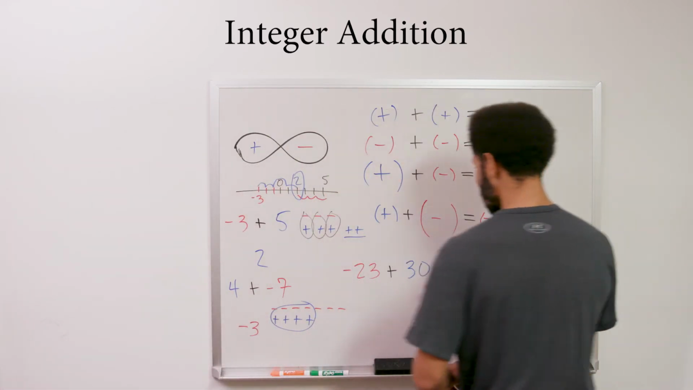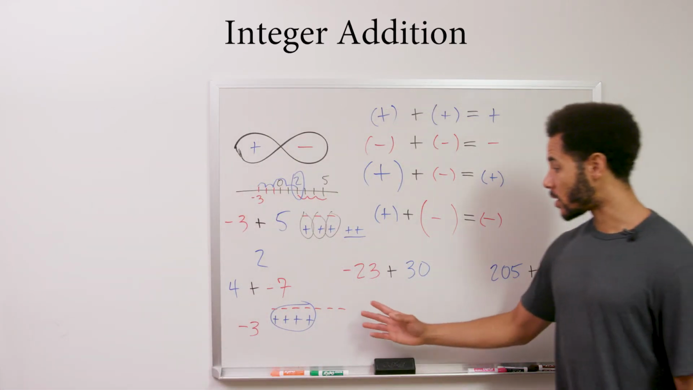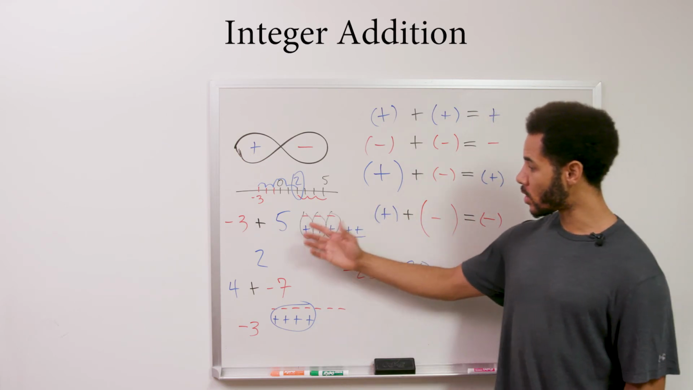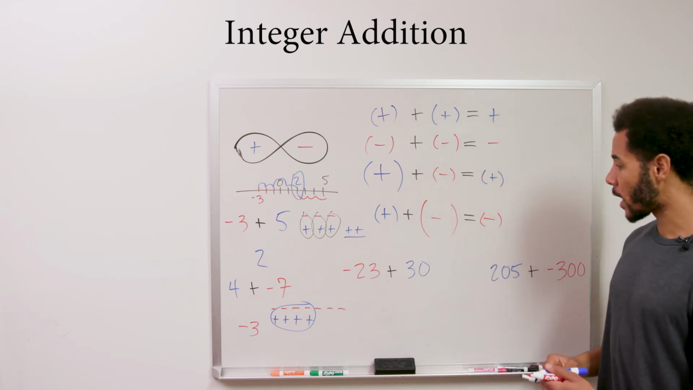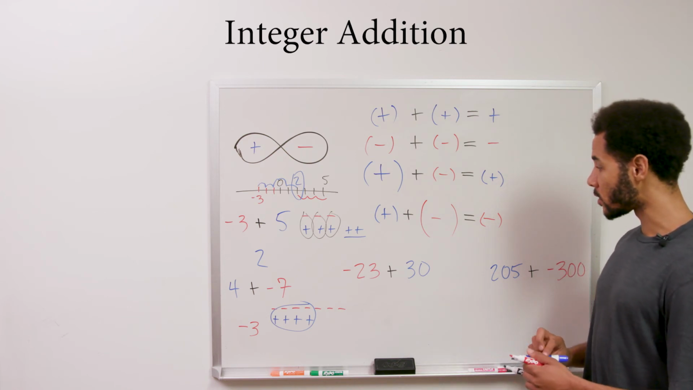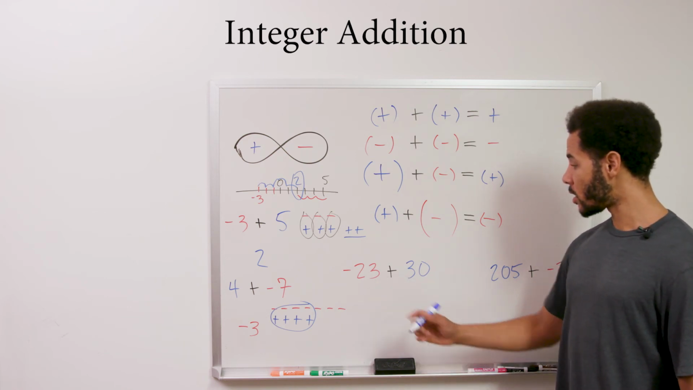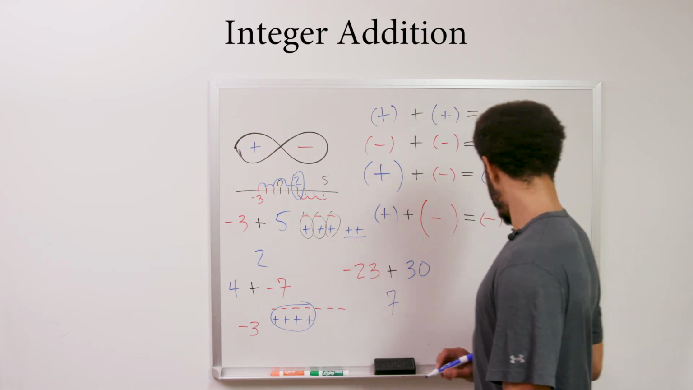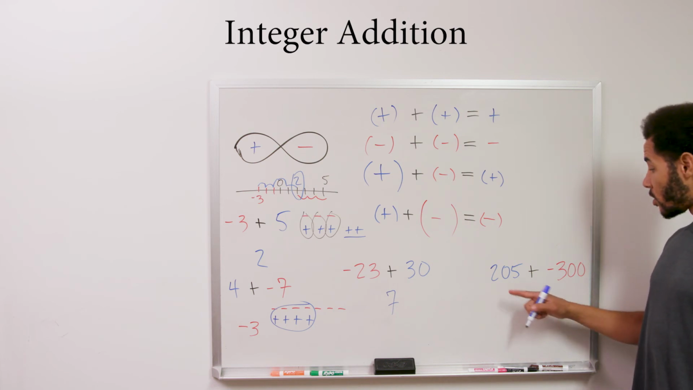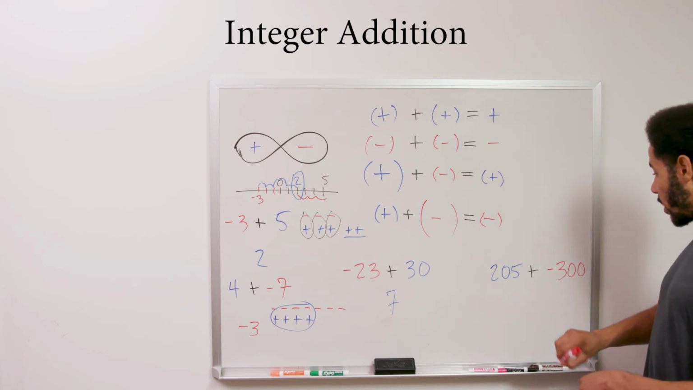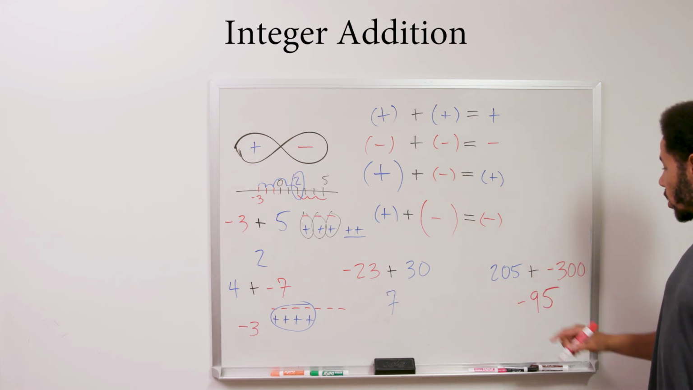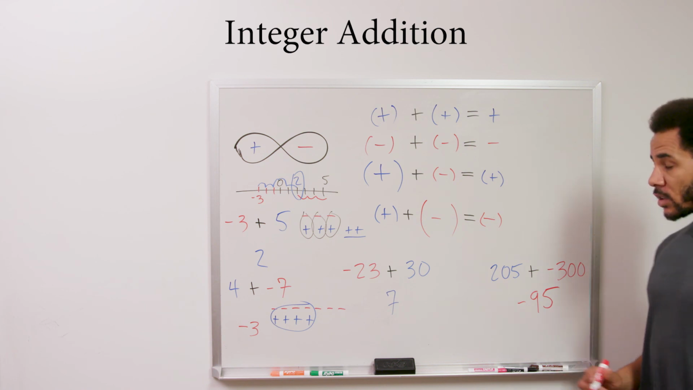Now, when we start adding large numbers like this, we don't have the time and space to be making 23 or 200 pluses and minuses. So we just have to abstract what we know about our smaller numbers to make sense of what's happening here. I know that 30 has a greater absolute value than negative 23. There's more positives. I'm going to have a positive answer, and 30 take away 23 is 7. Similarly here, I see that negative 300 has a greater absolute value than 205. So I know my final evaluation is going to be negative, and there are 95 more negatives here. So 205 plus negative 300 is negative 95.